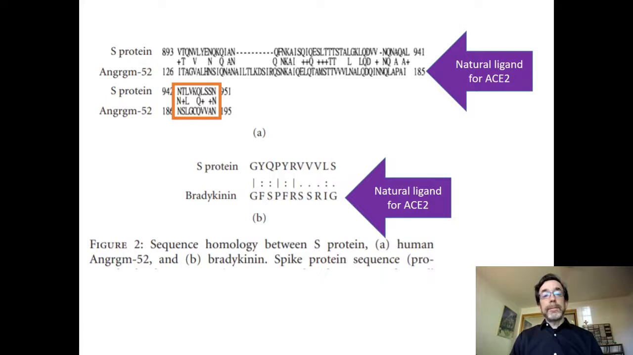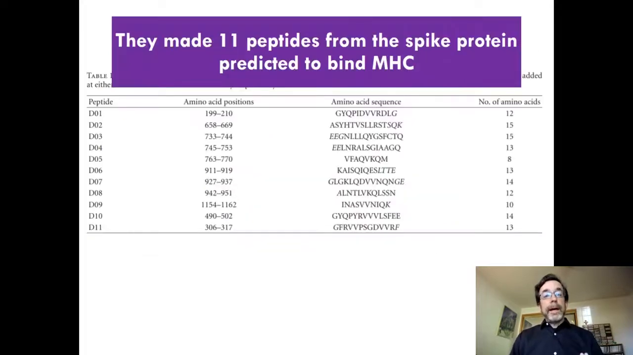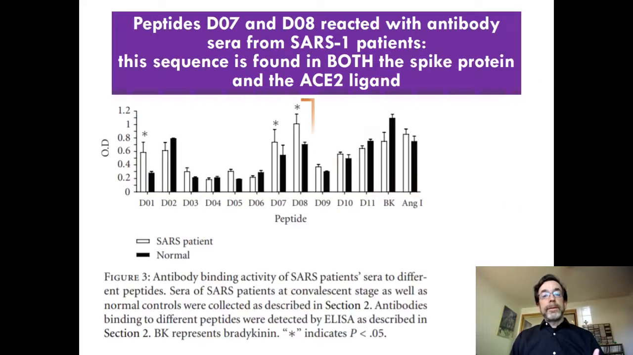And they found this for two different proteins. But this particular peptide, they actually made these peptides and they tested them against T cells. And here are the amino acid sequences. And here's D08, and you can look it up and you can see that that sequence is in both the spike protein and in the natural binder of ACE2. And right here is where they showed it, and they reacted it with antibody sera from SARS-1 patients. And this sequence is found both in the spike protein and in the ACE2 ligand.